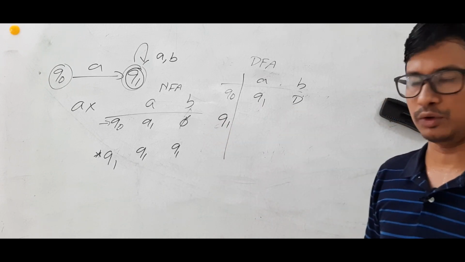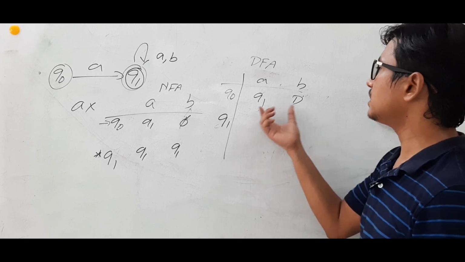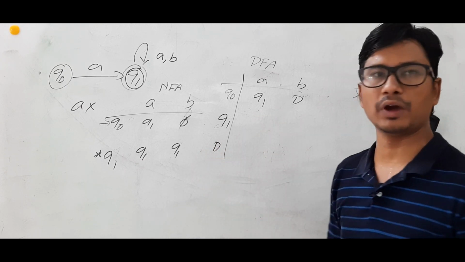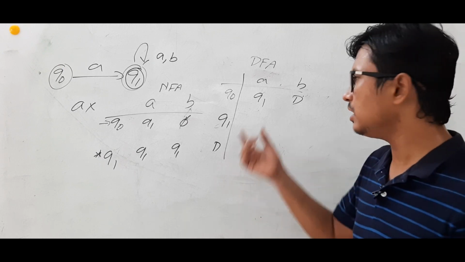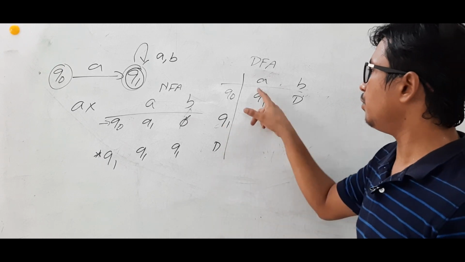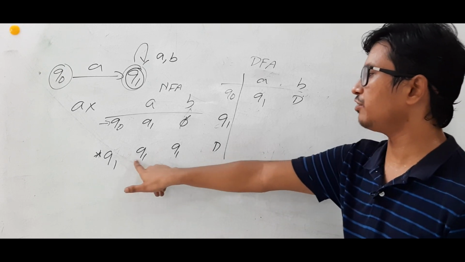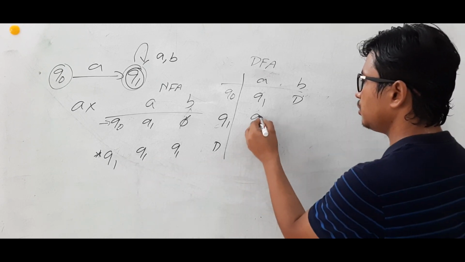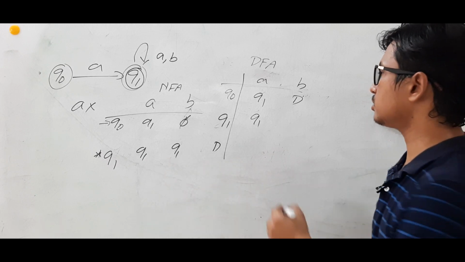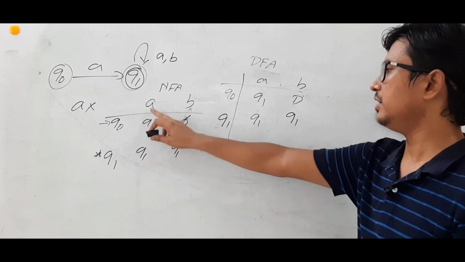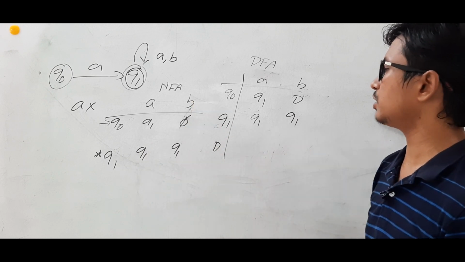First, I have added Q1 and I found the transitions, or let me add both Q1 and D just to avoid complexity, or if you are an expert, you can add one by one. Now Q1 on A, where is it going? If you see the NFA, Q1 on A is going to Q1. Q1 on B also it is going to Q1. Even in the DFA it will go there only. Q1 on A it is going to Q1, on B it is going to Q1.